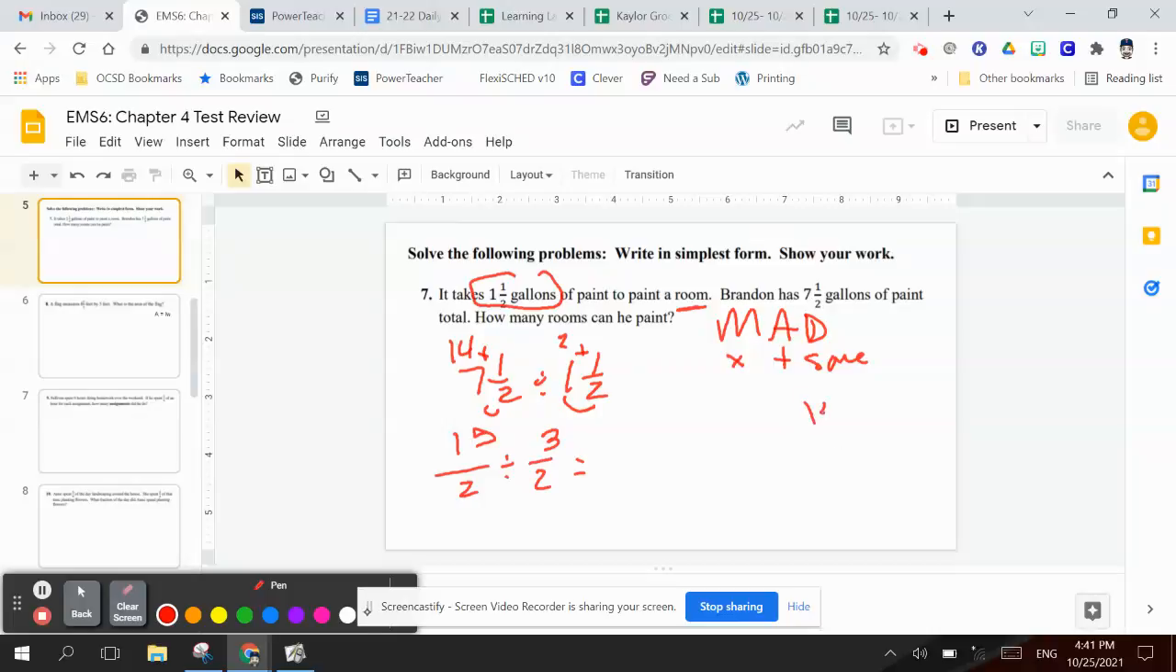So now I use my keep, change, flip. First fraction the same, 15 over 2. Change the sign to multiply. And flip the second fraction to 2/3. When I multiply, 15 times 2 is 30. 2 times 3 is 6. And when I take 30 divided by 6, I get 5. And he can paint 5 rooms with all of that paint.